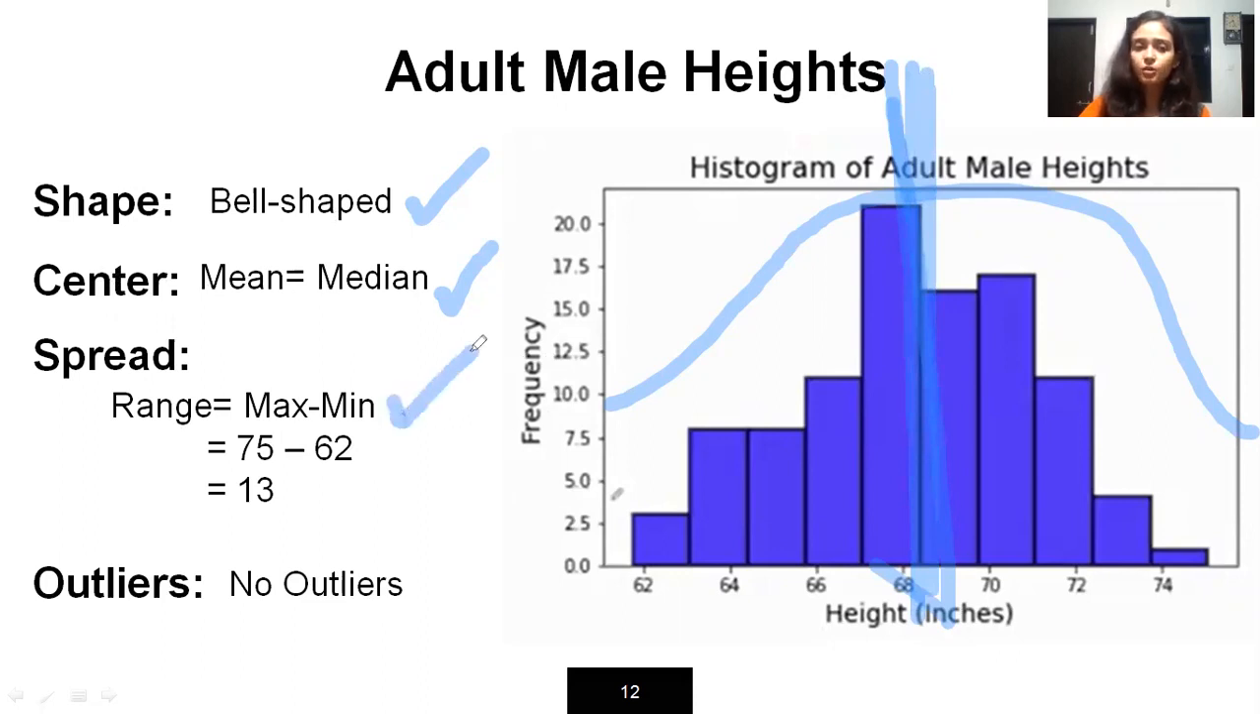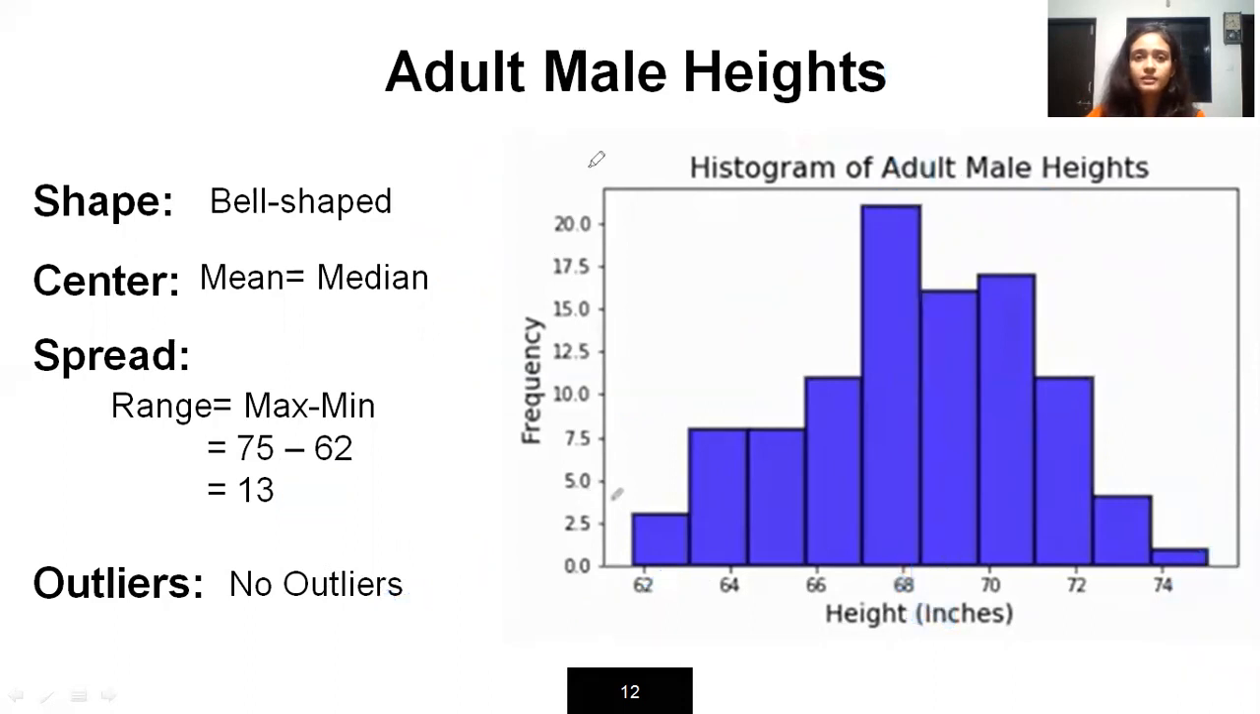Then comes the range. What is range? It is the maximum value minus the minimum value. Suppose over here my maximum value is 75. In the graph, you can't see it clearly, so I'm assuming that my maximum value is 75 and my minimum value is 62. So my range will be 75 minus 62, that is 13. And there are, suppose, no outliers, because over here there are no data points which are far from the other data points. So I will say that there are no outliers.